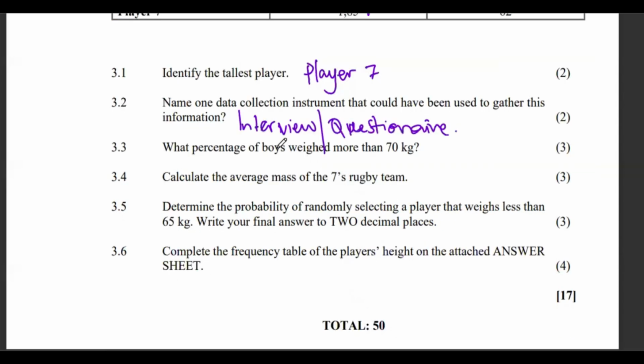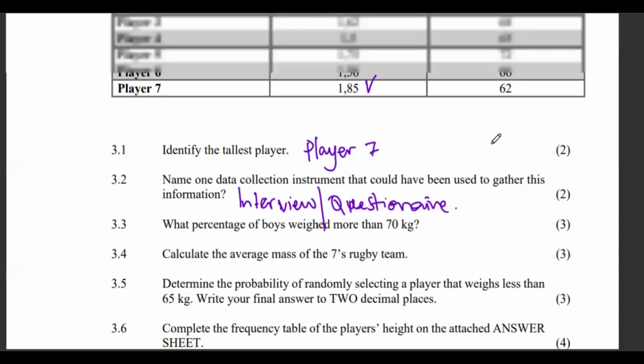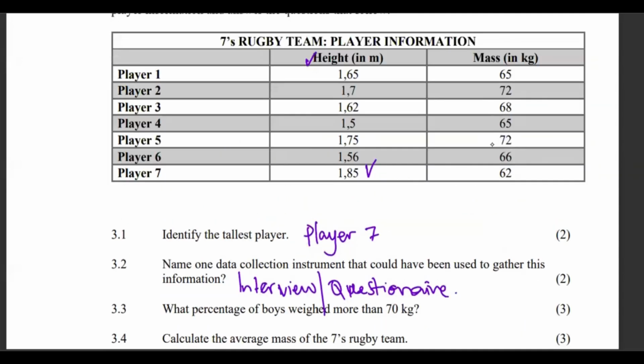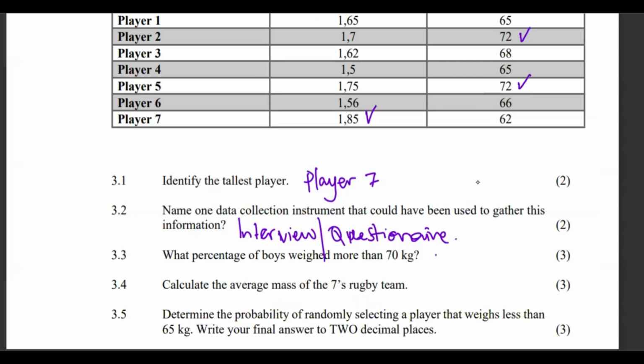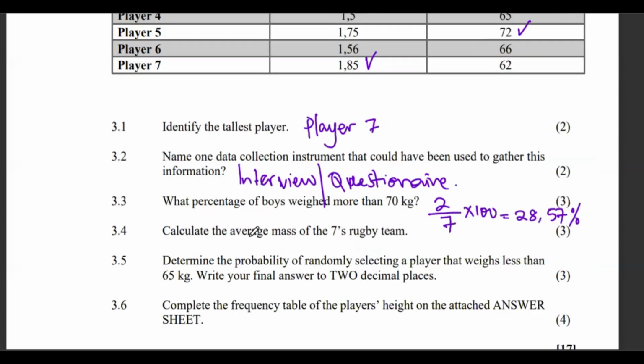What percentage of boys weighed more than 70? So we come here, we look for more than 70. We have 1, 2. So there are 2. Remember, we are looking at percentage. So it's 2 out of the 7 times 100. So 2 divided by 7 times 100, which is 28.57%.